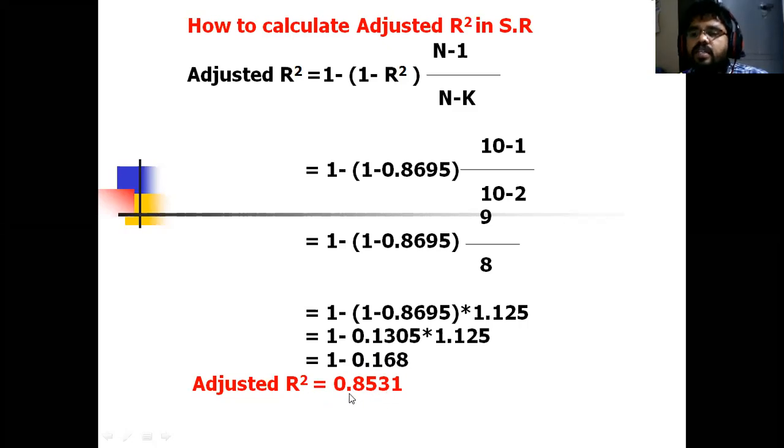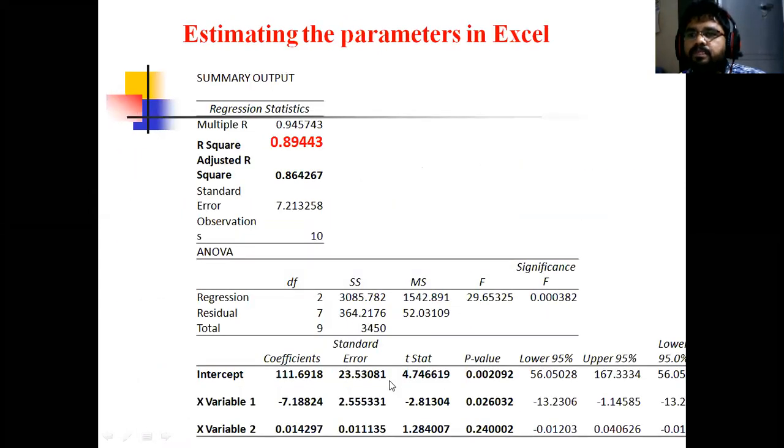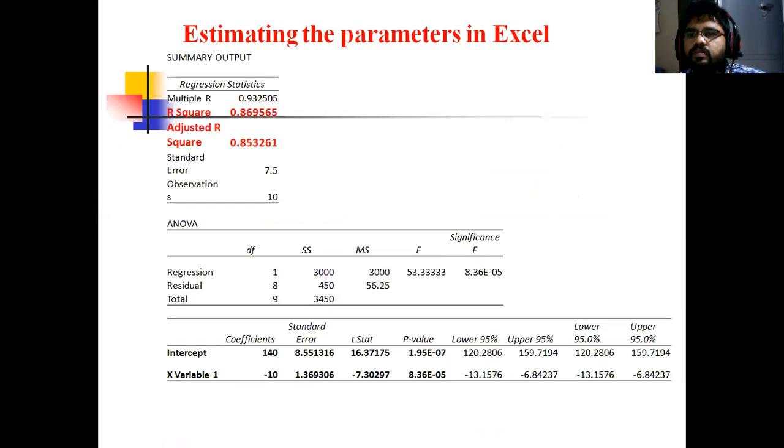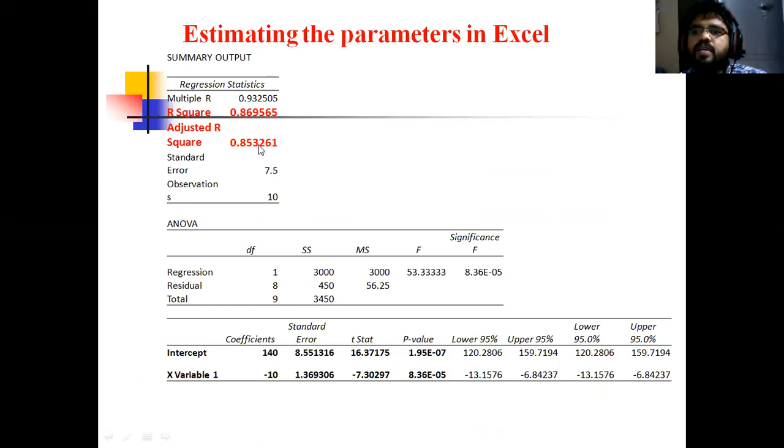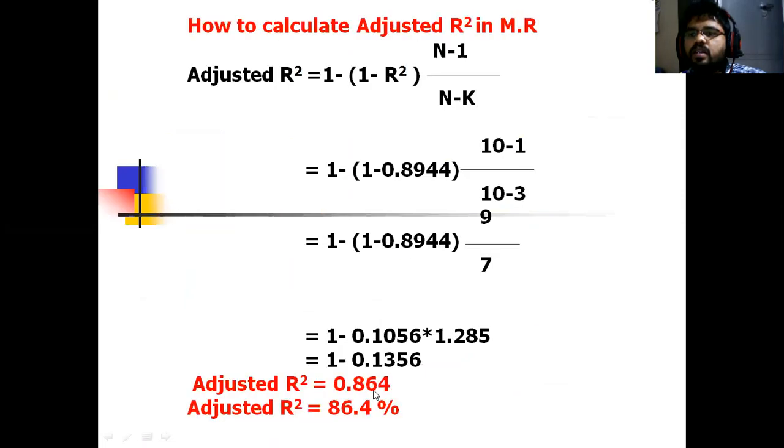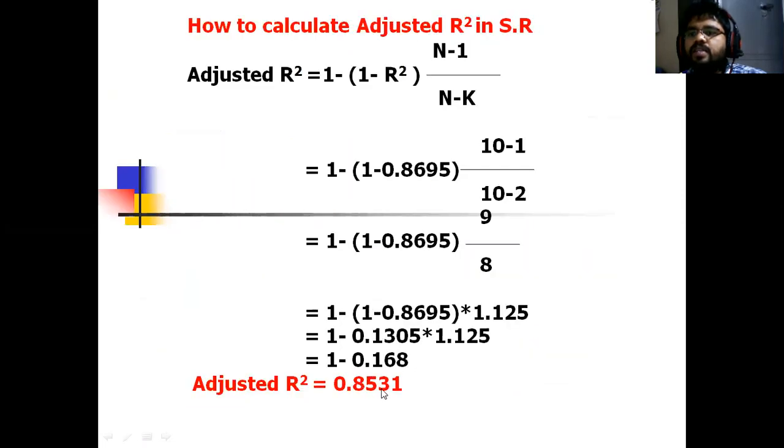So let's see whether our adjusted R square is right or wrong with respect to simple regression. Here, simple regression, we will check. The adjusted R square in simple regression, because only one variable we have used, is 0.8532. So here 0.8531 is very similar, nothing but a similar value, 0.853, which means 85% of the variation is explained by the independent variable.